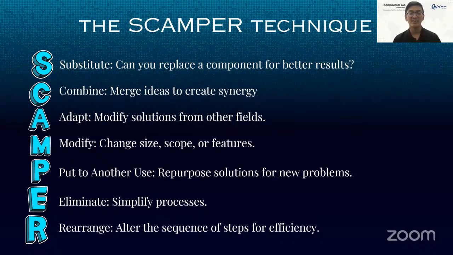And last is rearrange. Alter the sequence or steps for efficiency. You should always be able to make a proper organized way of how you're going to make an effective way of projecting your project. You should be able to rearrange anything. If you want to substitute first, if you want to adapt first, if you want to modify first, you should have the option to rearrange at any time, because that increases the efficiency of your project by a lot. So I think this is the SCAMPER technique.